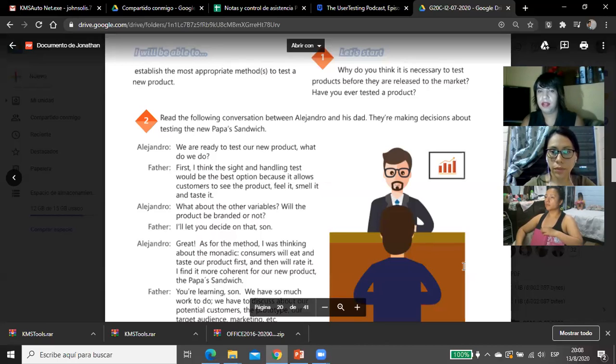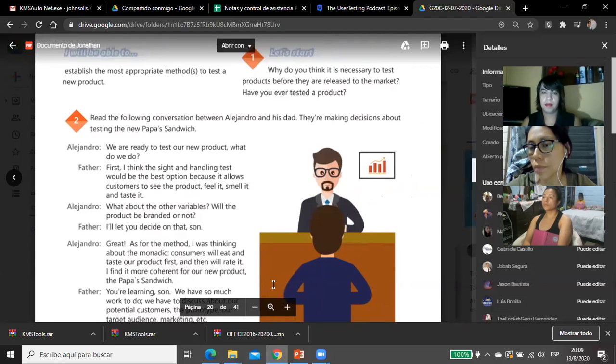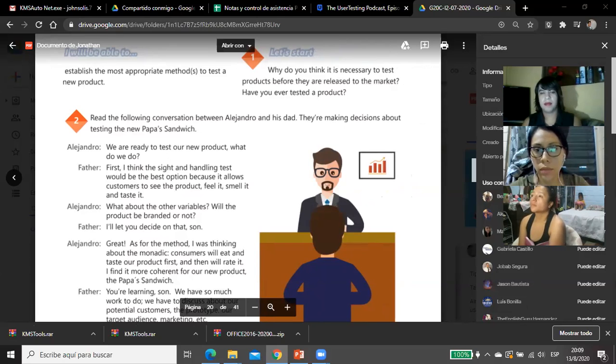Any other opinions on why we should test the product? Yes, Omar. I think it's important because it allows the owner or the factory to detect failures before the customer does, and the customer rejects the product after. Yes, absolutely. I like that point. So it's important because we can detect failures or prevent failures. Prevent, and detect flaws or weaknesses, right?